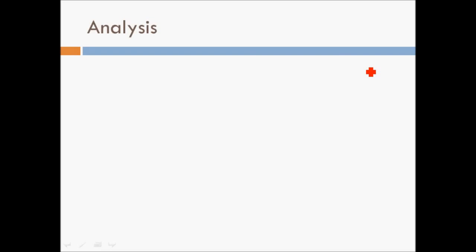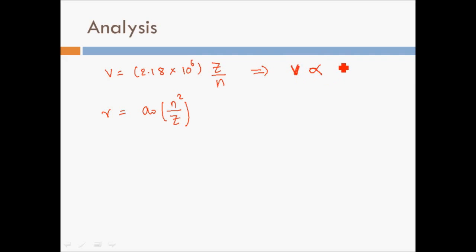We have already seen that velocity is basically a constant, 2.18 into 10 to the power 6, into z divided by n. We have also seen that radius is a naught into n square by z. Since 2.18 into 10 to the power 6 is a constant, from here I can say that the velocity of an electron revolving in an atom is always proportional to z by n. So this relation you do have to remember.